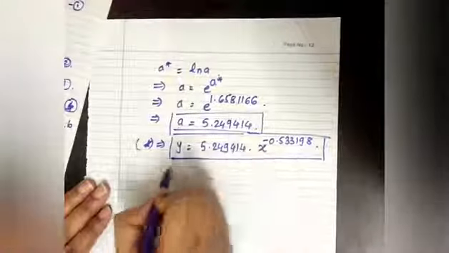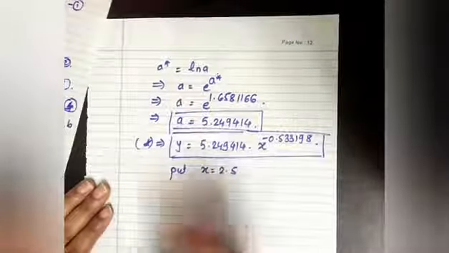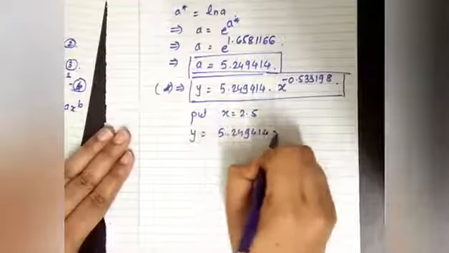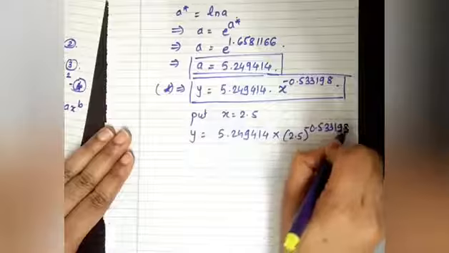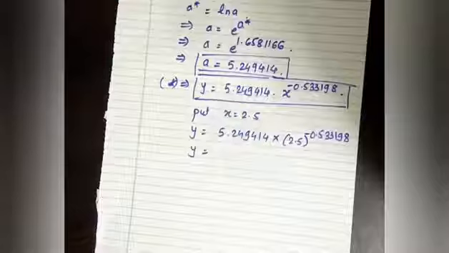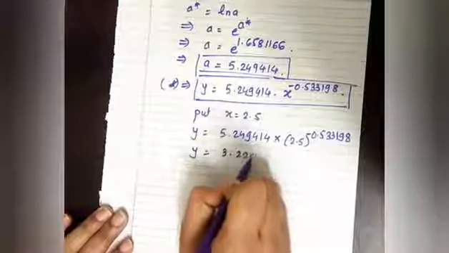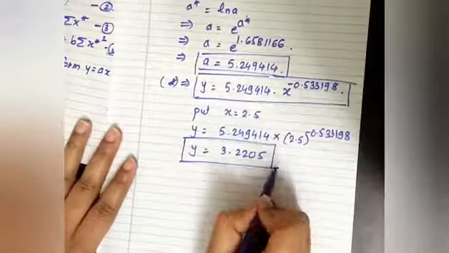Now there is one sub question. Estimate y at x is 2.5. So we'll substitute x as 2.5 in the equation obtained. So we get y is equal to 5.249414 into 2.5 raised to minus 0.533198, and after solving we'll get y as 3.2205, and this is the required answer.